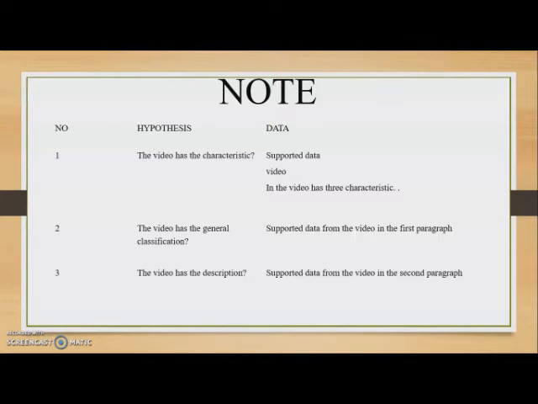And the third hypothesis from the video is the video has a description. In the data, you can write the supported data from the video: in the second paragraph. Thank you. Good luck, students.